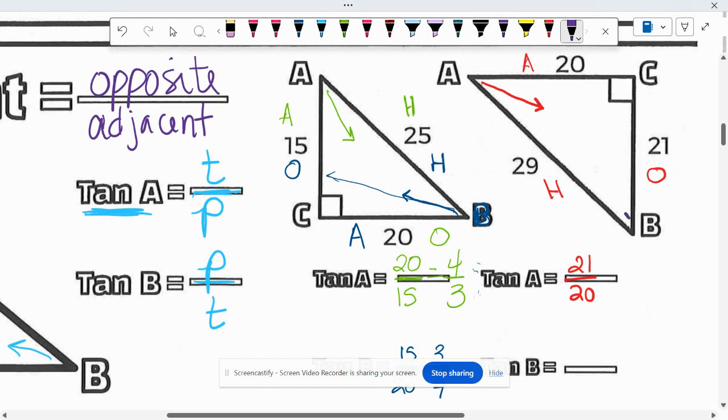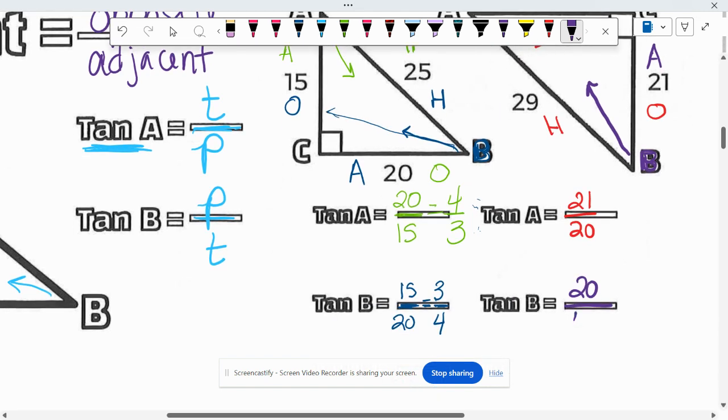All right, Luke. From angle B, name your sides. OHA. Okay. So what is the tangent of angle B? Perfect. 20 over 21. How do we feel about that? We good? See how they're reciprocals of each other?